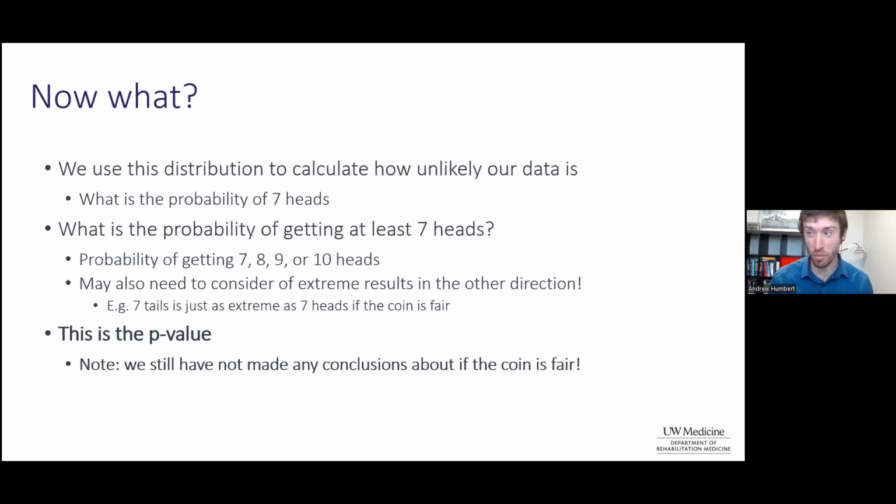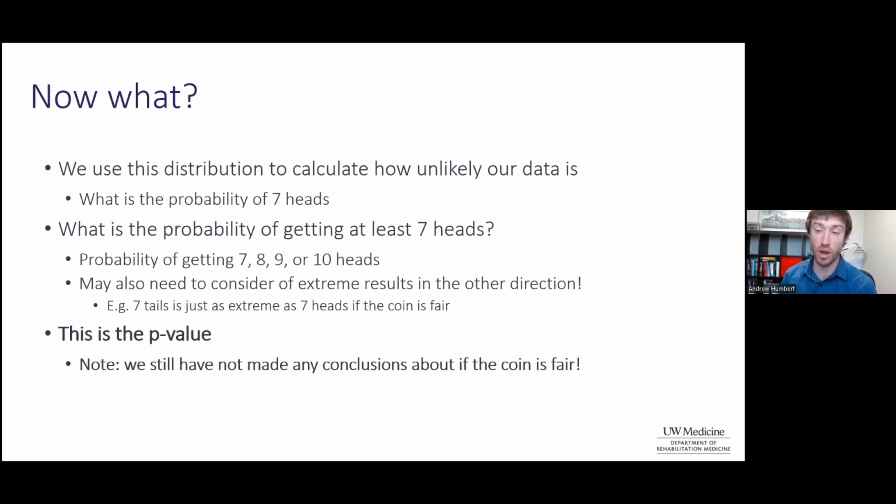Basically, the process we've gone through is we've created this null distribution, which is again the range of values and the probabilities of outcomes that we expect under the null hypothesis. And then we compared our actual observed data to that null distribution to calculate what that p-value is.